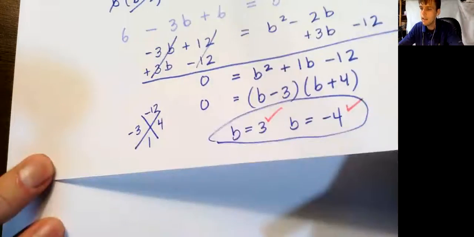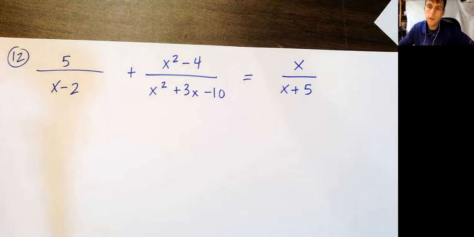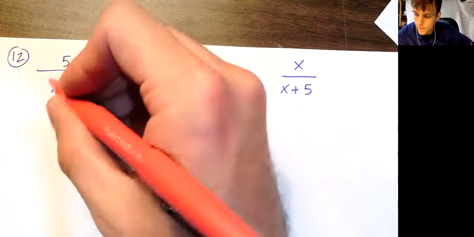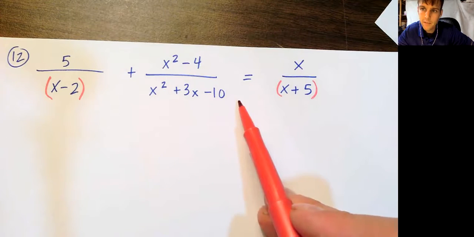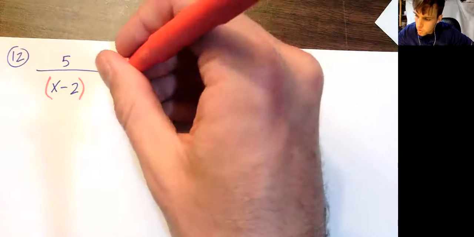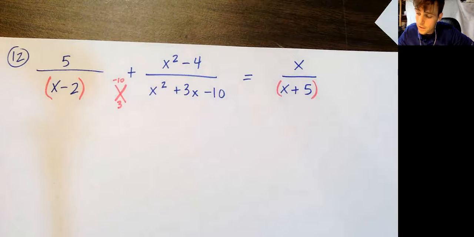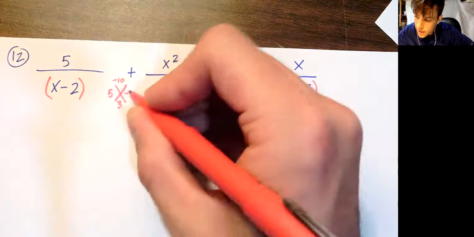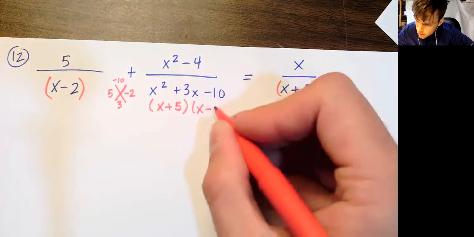All right, and on to the last one I'm going to do. A lot more complicated. Okay, you want to make sure that every denominator is factored. This one's fine, this one's factored, this one's fine, this one's factored. This one, not factored. You got to do something about it. So it's a trinomial, two numbers that multiply to -10 and add to 3. So that is going to be 5 and 2. So positive 5 and -2. So we end up with x plus 5, x minus 2.